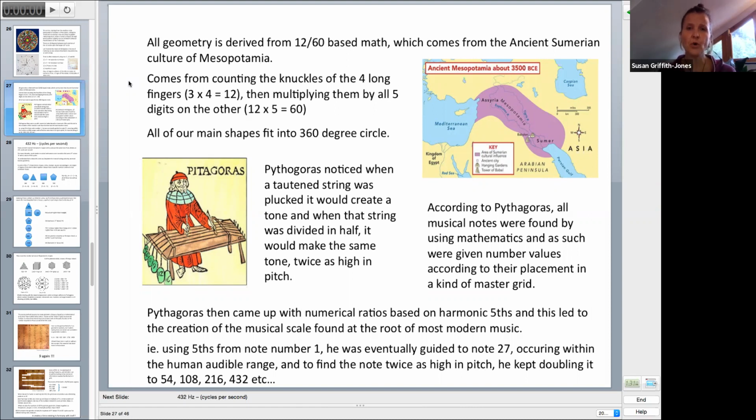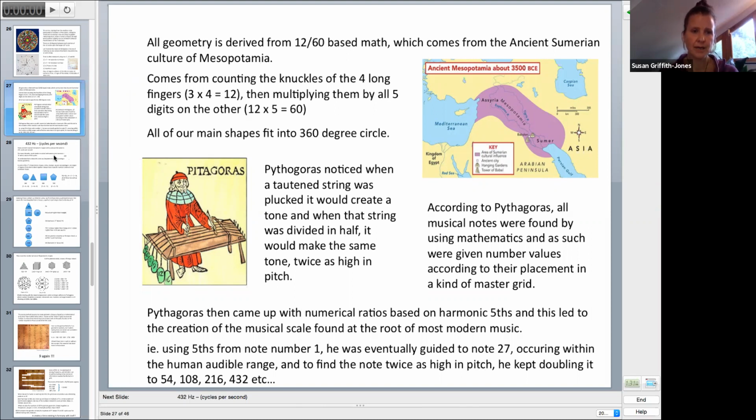According to Pythagoras, all musical notes were found by using mathematics, and as such were given number values according to their placement in a kind of master grid. Pythagoras then came up with numerical ratios based on harmonic fifths, and this led to the creation of the musical scale found at the root of most modern music. I.e., using fifths from a note number 1, he was eventually guided to note 27, which occurs within the human audible range. And to find the note twice as high in pitch, he kept doubling it: 54, 108, 216, 432, etc.